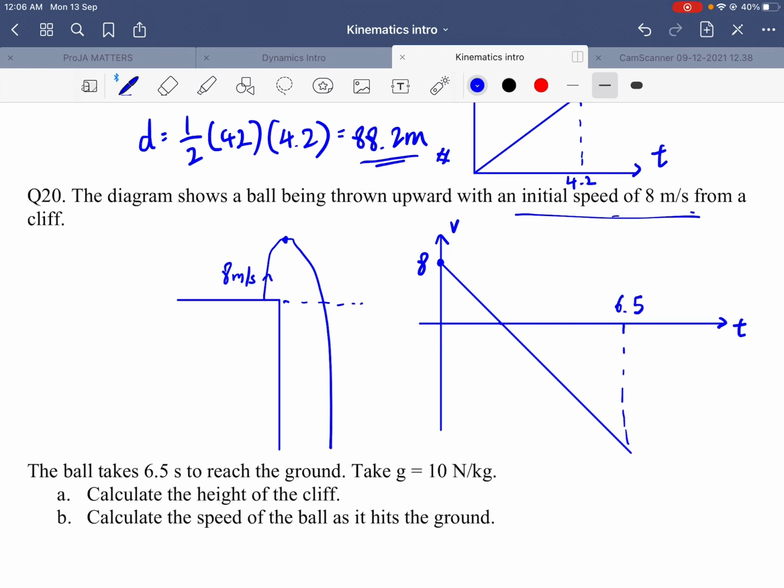And what do we need? We need to find the height of the cliff. So I think one thing we need to understand right now is that if the ball goes up, it also has to come down. See, let me show you.